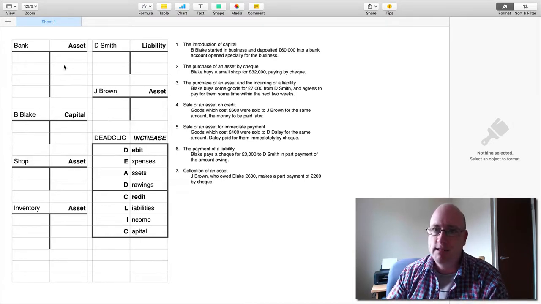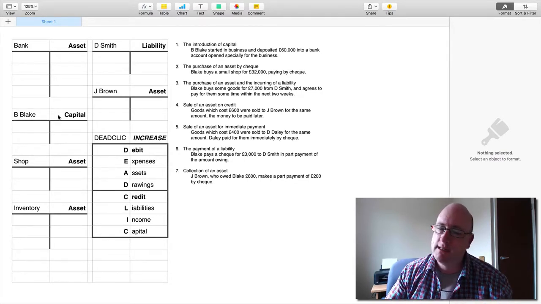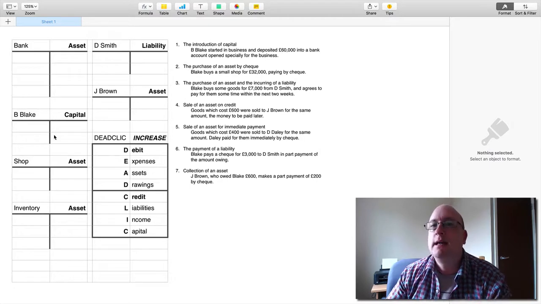So I've got my T accounts here, which you'll see on the screen. I'm just going to briefly run through the T accounts and what they mean. We've got the bank account here. Now the bank account is something you own, so it's an asset. We've got an account called B. Blake. Now B. Blake in this case is the proprietor of the business, so it's a capital account. It's a capital account because it's money owed by the business back to B. Blake. So it's a liability account, although it's obviously got its own heading as a capital account, but it is a liability of the business effectively.